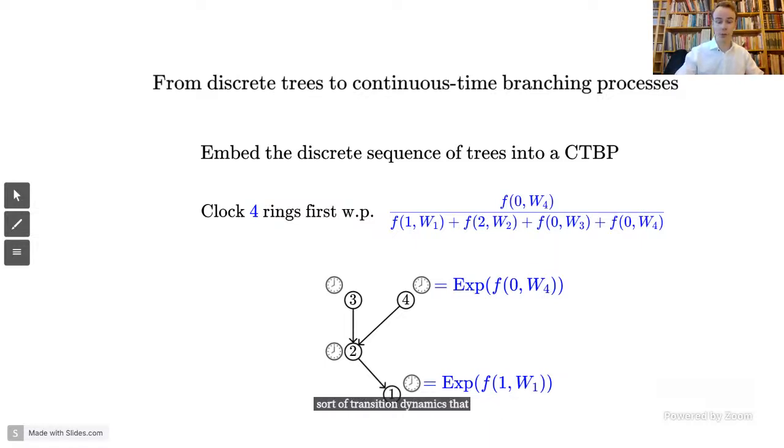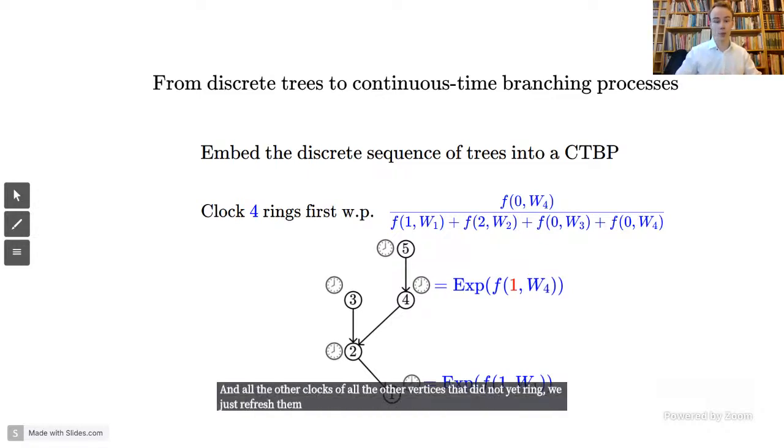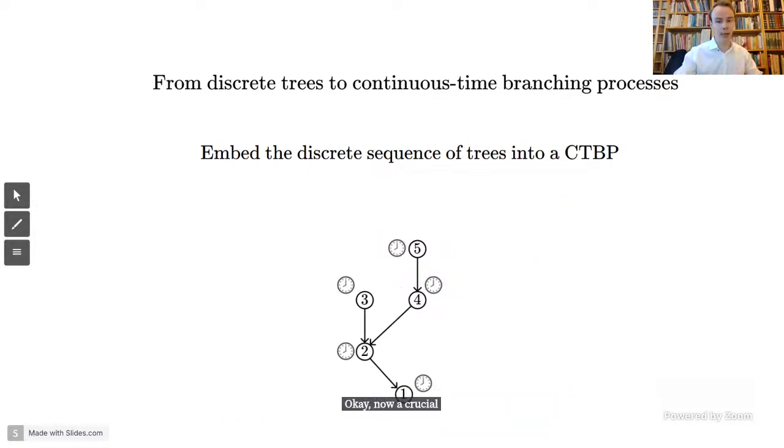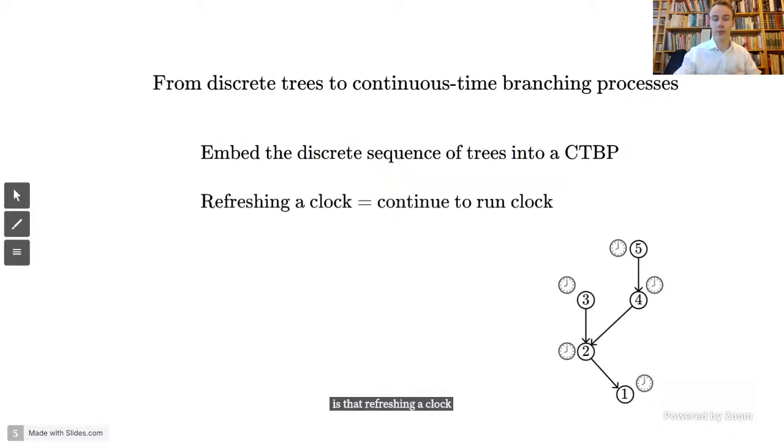So if this clock indeed rings first, then we attach vertex 5 to vertex 4, and we then give vertex 5 its own clock. We update the clock of vertex 4 because now its rate is going to change, and all the other clocks of all the other vertices that did not yet ring, we just refresh them using the same distribution. Okay. Now, a crucial observation is that refreshing a clock is the same as just letting it continue to run because of the memoryless property of the exponential distribution.